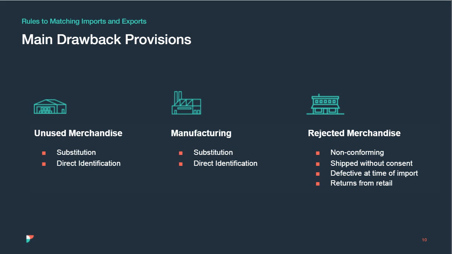Manufacturing is exactly what it sounds like. You're importing raw materials, you're manufacturing or producing or assembling something within the US, and then that finished product is being exported. With substitution, it works much in the same way, right? We're importing components. The components are being used to produce a finished good. The finished good is going out.